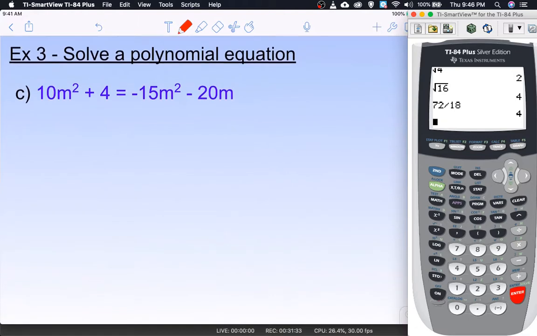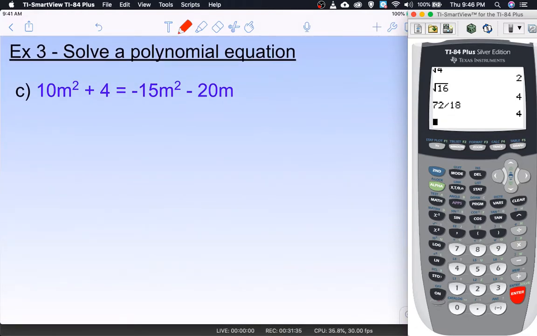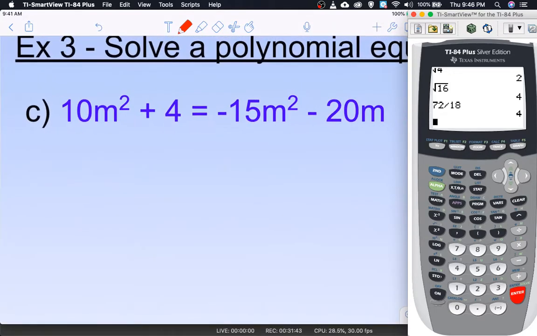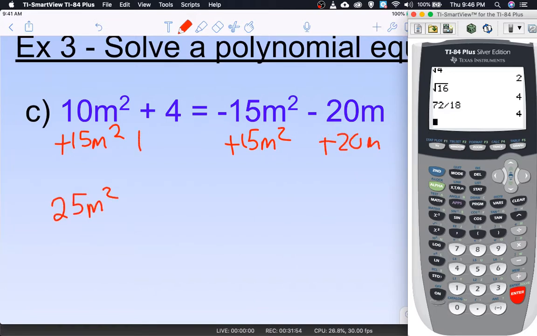Okay, 2 for me, 1 for you. Go ahead and pause the video and try this on your own right now. Alright, so let's see. Add 15m squared to both sides. He becomes a 25m squared. We're going to add 20m to both sides. And that little 4 just kind of comes along for the ride.